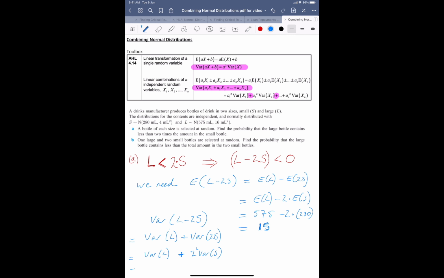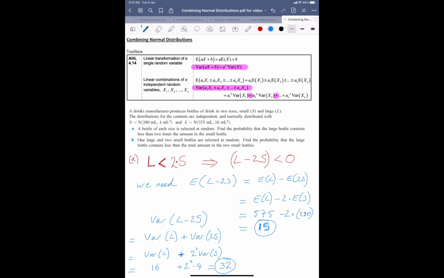So let's just go and transfer the numbers down now. The variance of L, well, that's the 16 here, and the variance of S was 4. So transfer those numbers down. That's 16 plus 2 squared times 4. Okay, then that 16 plus 16 is 32. So these are the new mean and variance for the distribution we want.